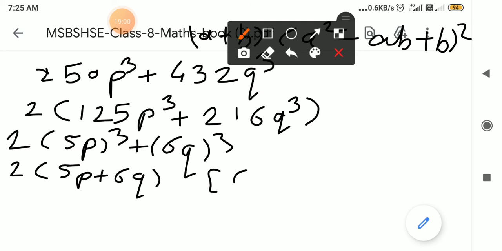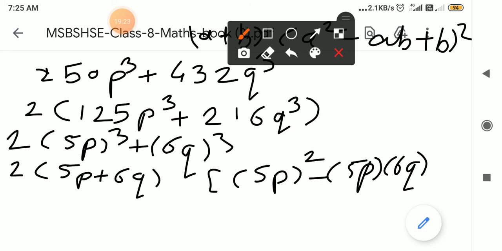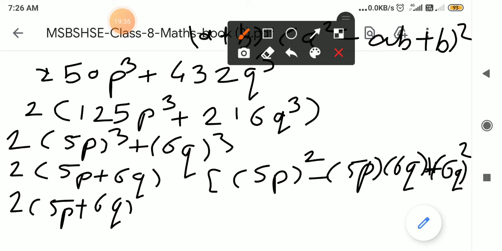When there are two brackets, you have to use a square bracket. This is a square bracket and this is a round bracket. So I use the square bracket outside, and then the round bracket here. (5p) square, minus both terms multiplication, that is 5p into 6q, and then plus second term square, that is (6q) square. Okay, and the last step: 2 right here as it is, 5p plus 6q right here as it is, and just solve this.